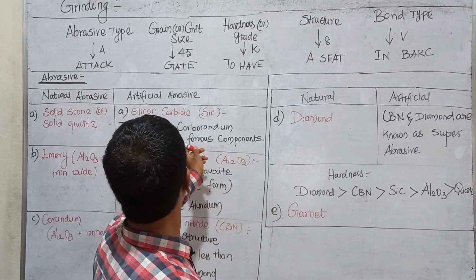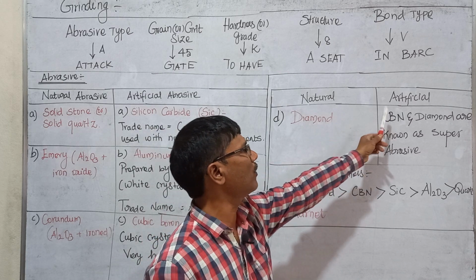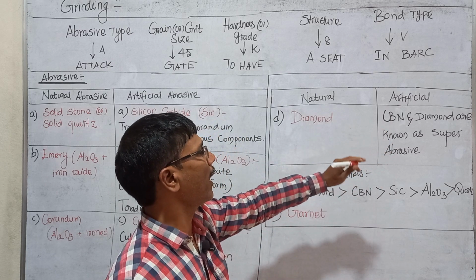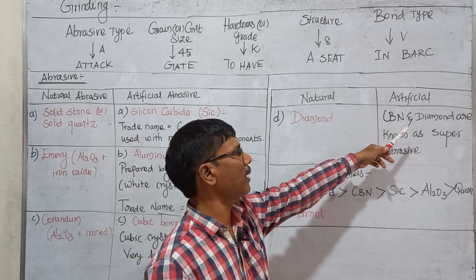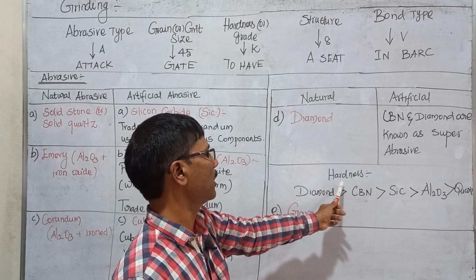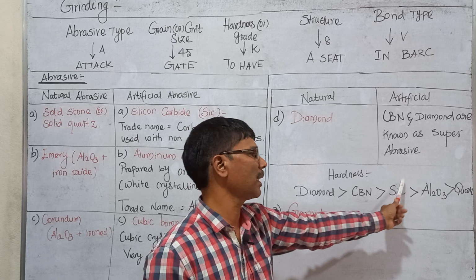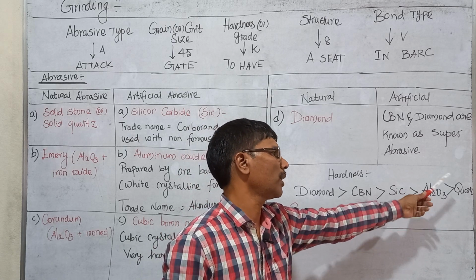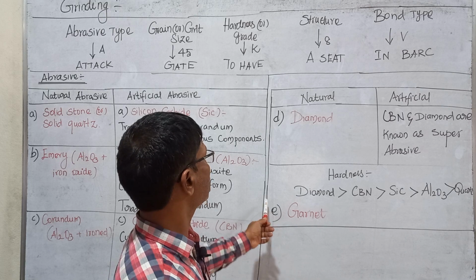Diamond is a natural abrasive. It is equivalent to cubic boron nitride, and cubic boron nitride and diamond are known as super abrasives. When cubic boron nitride and diamond are joined together artificially, it is termed a super abrasive. Its hardness order: diamond is harder than CBN, CBN is harder than silicon carbide, silicon carbide is harder than Al2O3, Al2O3 is harder than quartz. And the next thing is garnet.